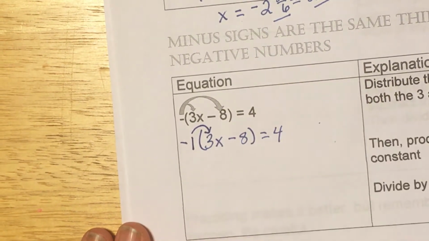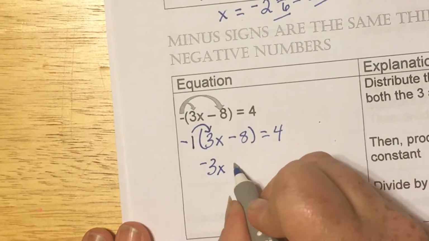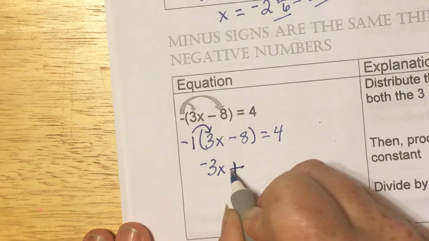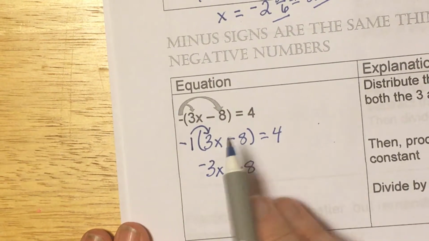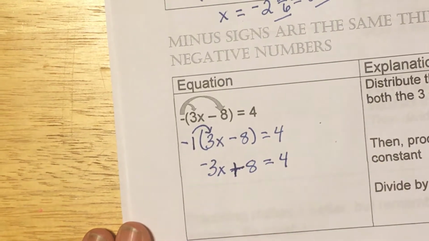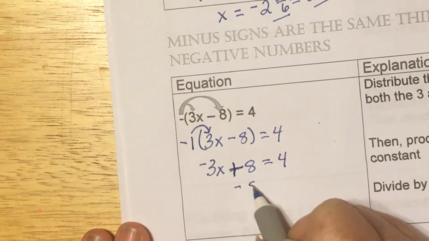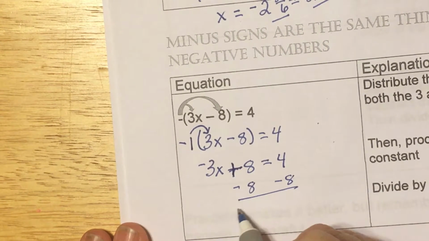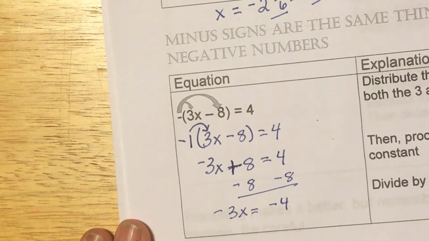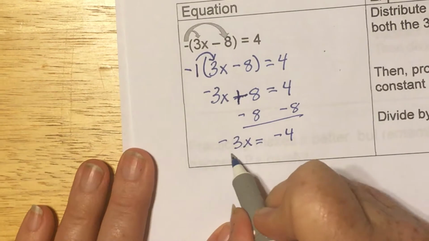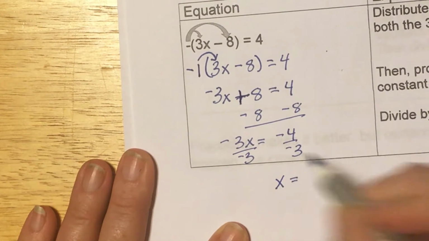So we're going to say -1 times 3x, that's negative 3x. -1 times -8 is a positive. Get that, positive 8. And that's where I want to caution you because a lot of people forget that that minus counts. Now we're back to proceeding to subtracting the constant that's on the variable side. Subtract 8, we have negative 3x equals negative 4. In this case, we will divide by negative 3. X equals, 2 negatives equal a positive.